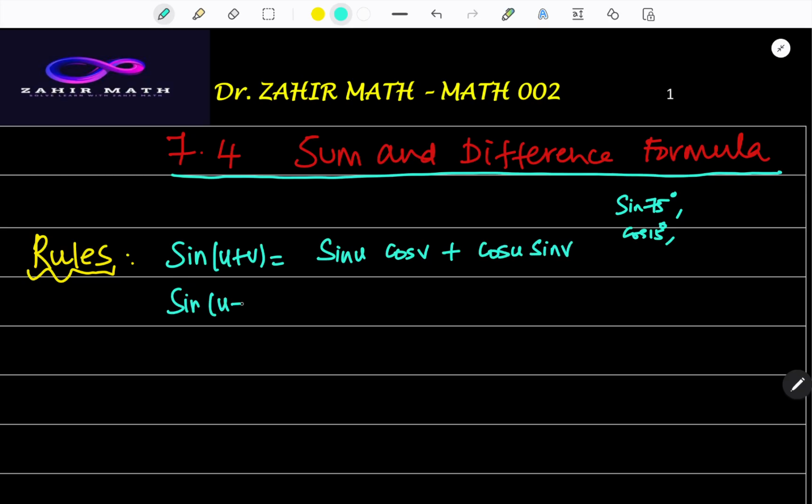Sine of u minus v. This is the same formula. I just put it like this. It means it follows exactly, and I put a minus sign in the middle.